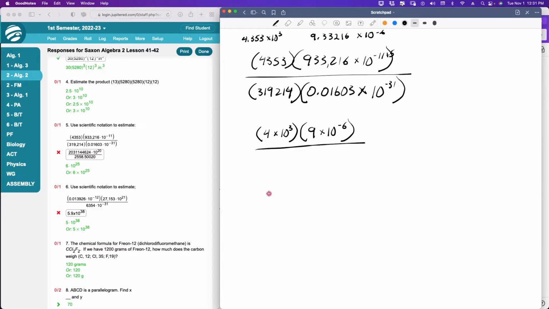So far, so good, right? Now this would become 3.19214 times 10, and that would be 1, 2, 3, 4, 5 to the 5. But we round this to the ones place, and that becomes 3 times 10 to the 5.